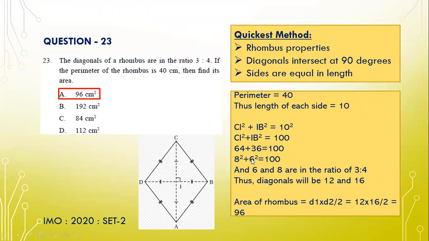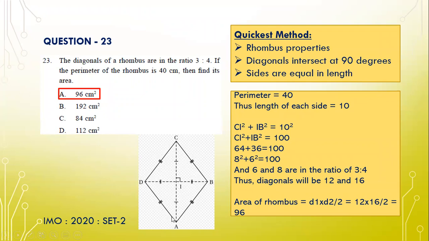And again, 8 and 6 are in the ratio of 4:3, or 6 and 8 are in the ratio 3:4. Sorry, this will be 6 and this will be 8, isn't it? Because 6 squared plus 8 squared is 10 squared. So if this is 6, then this whole will be twice of 6, which is 12. And if this is 8, then this whole will be twice of 8, which is 16. So one diagonal is 12, the other is 16, isn't it?